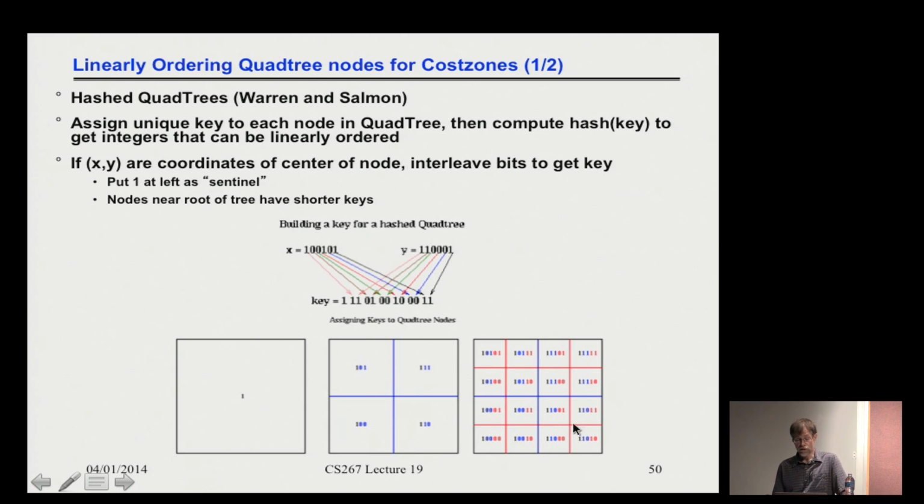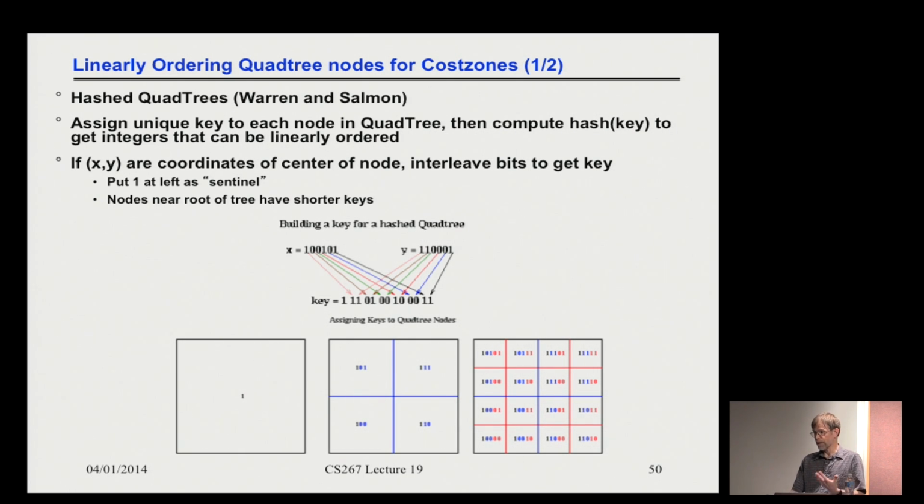So what I'm going to do then is assign a single integer. And where do those integers come from? Basically what I'll do is I'll take the x-coordinate of each of these, write it as a number with a bunch of bits in it. Take the y-coordinate of the center of each of these. That's another number with a bunch of bits in it. And I'll just interleave the bits. So I'll take the x bit, y bit, x bit, y bit. And that gives me the key that uniquely identifies each particular vertex in that tree.